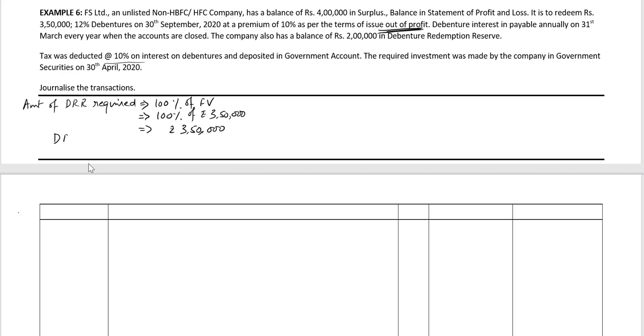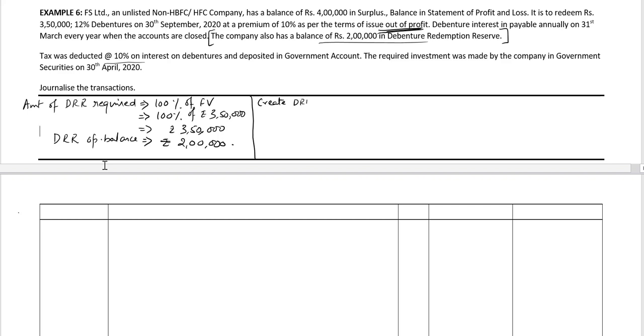Now DRR already has a balance. So DRR opening balance is equal to, as it says in the last line of the first paragraph, the company has a balance of rupees 2 lakh in debenture redemption reserve. So the opening balance is rupees 2 lakh. So we need to create DRR for the amount required, 3,50,000 rupees minus the existing balance 2 lakh rupees, which is equal to rupees 1,50,000.